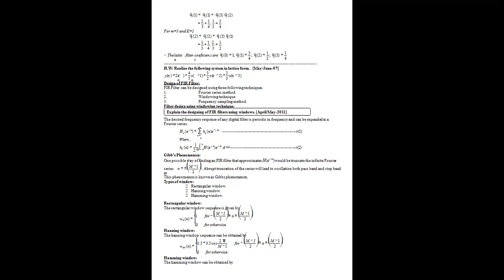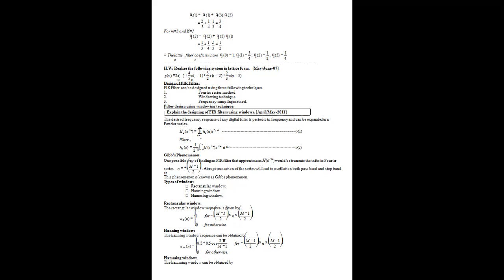The first one is the windowing technique. So in the windowing technique, what you should do is this. Actually, the desired frequency response of any digital filter will be periodic in frequency, and it can be expanded in a Fourier series. So while you are expanding in Fourier series, Hd of e power j omega is equivalent to summation n equal to 0 to n minus 1, hd of n e power minus j omega, where hd of n is the Fourier series value. It is 1 by 2 pi integral of minus pi to pi H of e power j omega into e power minus j omega into d omega.